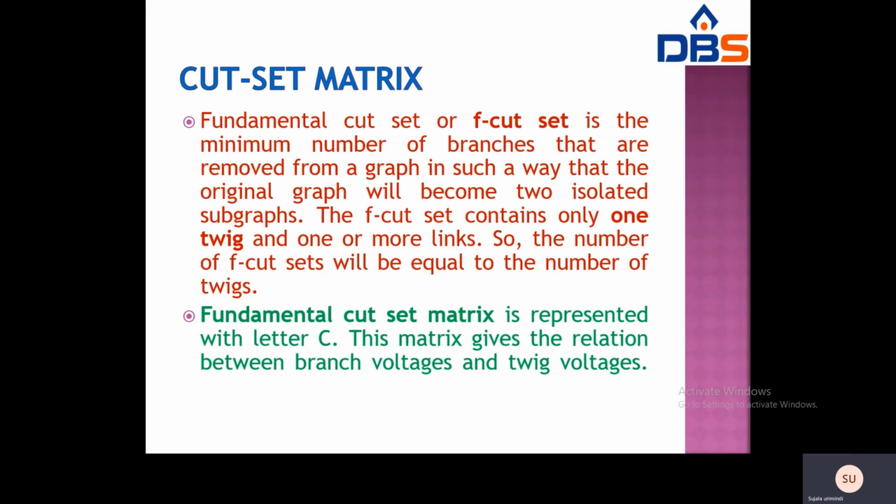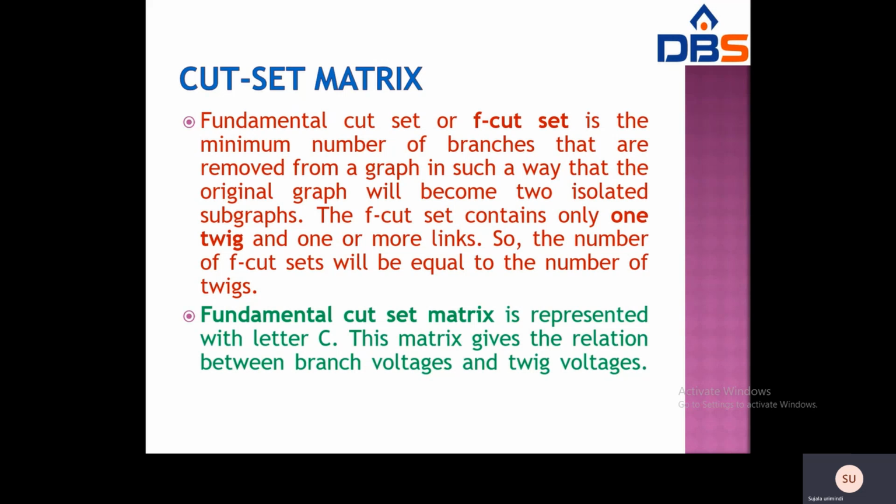Next, we go to the cut set matrix. Fundamentally, tie set and cut set are similar in manner. A fundamental cut set, or F cut set, is the minimum number of branches that are removed from a graph in such a way that the original graph comes apart into isolated subgraphs. The F cut set contains only one twig and some links. So the number of F cut sets will be equal to the number of twigs.